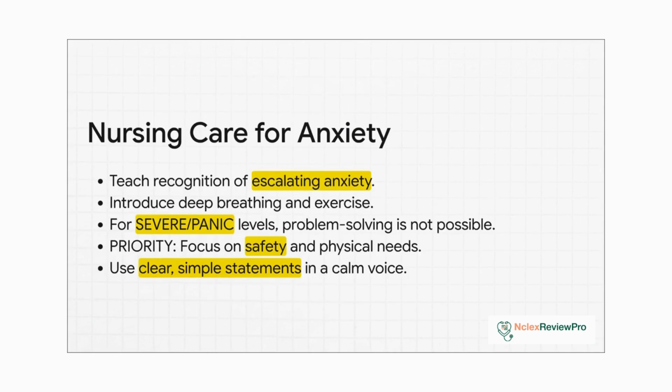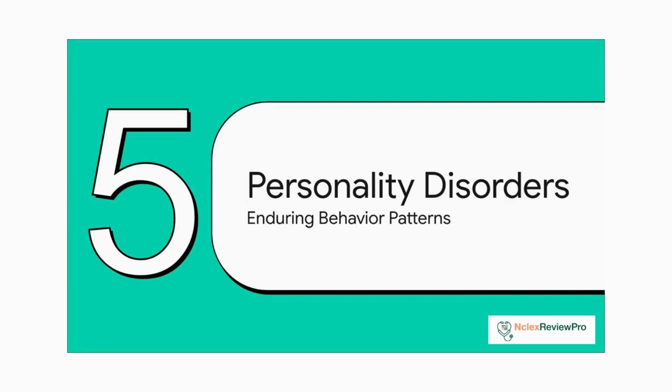So what do we do about it? Well, if the anxiety is mild or moderate, we can teach coping skills, right? Things like recognizing the triggers, doing some deep breathing. But, and this is a huge but, when anxiety hits that severe or panic level, all that teaching goes out the window. Their brain just can't problem solve anymore. Your entire focus has to shift. It becomes all about safety. You use short, simple sentences. You stay calm. You just be there. Honestly, in that moment, your calm presence is the best tool you have. You become their anchor.